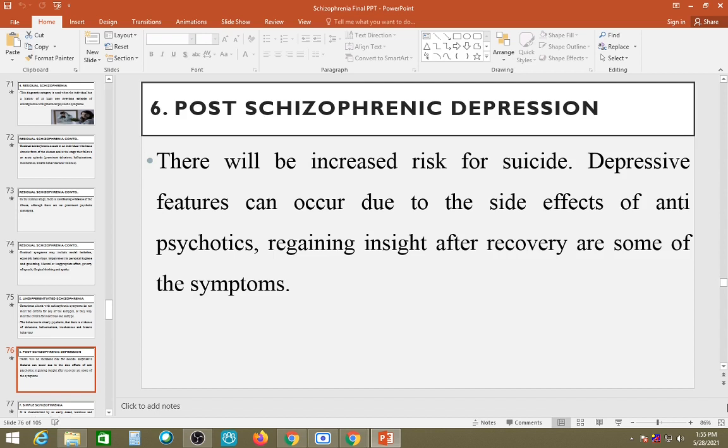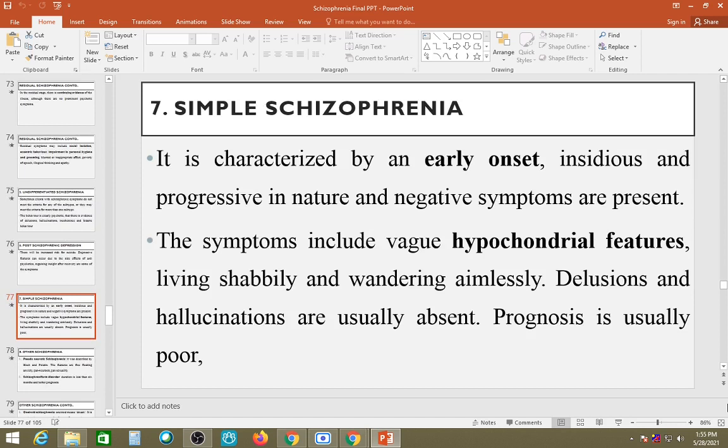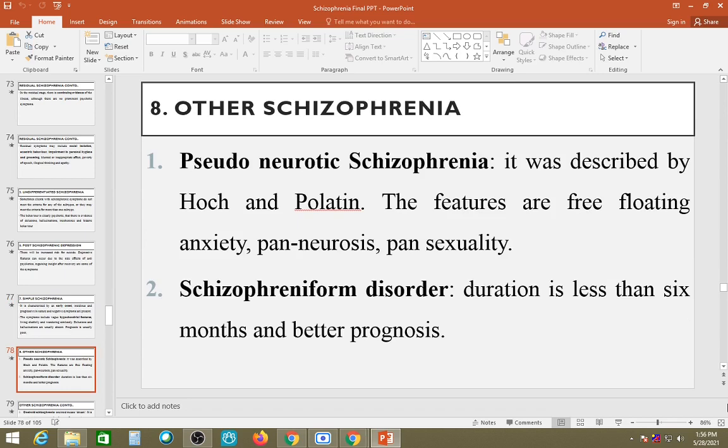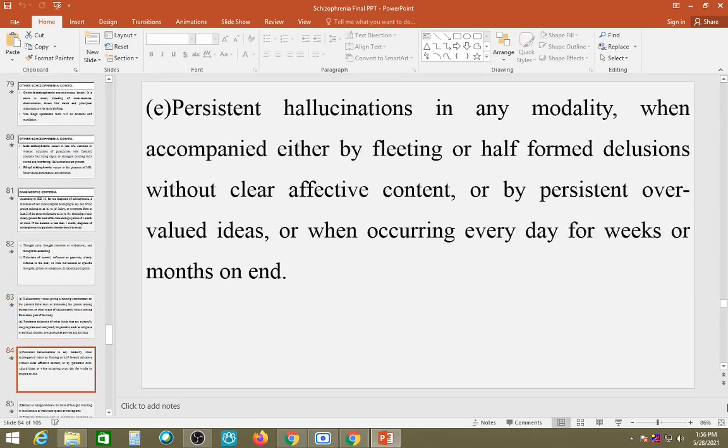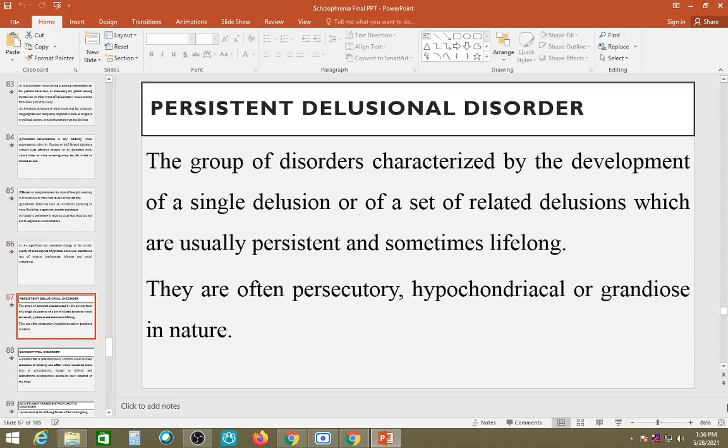Post-schizophrenia depression is when signs of depression develop after the features of schizophrenia. Now, simple schizophrenia, early onset: they don't have strong positive symptoms, but they have a lot of negative symptoms. So, these are the main ones, and we will be doing the treatment in the next class.